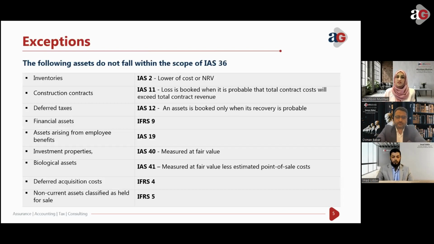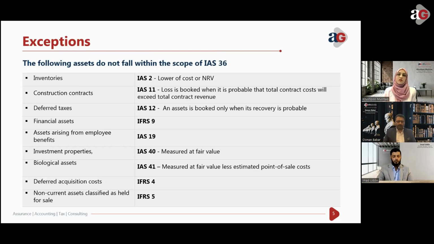Inventories, construction contracts, deferred taxes, financial instruments, any asset arising from employee benefits, investment properties, biological assets, deferred acquisition costs, non-current assets classified as held for sale. All these assets have their own specific standards, and all the accounting requirements alongside any impairment, if any, are covered under those standards. We shall be covering all these standards in our future webinar series.